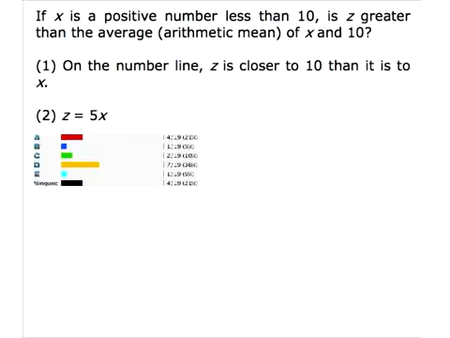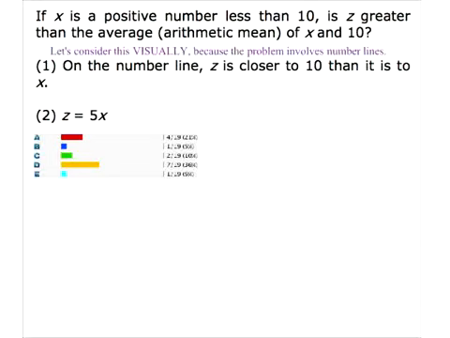If x is a positive number less than 10, then is z greater than the average of x and 10? Okay, let's discuss. You might be tempted to just throw this into an algebra form right away. I mean, we'll look at that in a second. But let's take a look at this visually. Because remember, you want to try to get as many interpretations of these kinds of things as you can. Let's consider this visually, because the problem involves number lines.